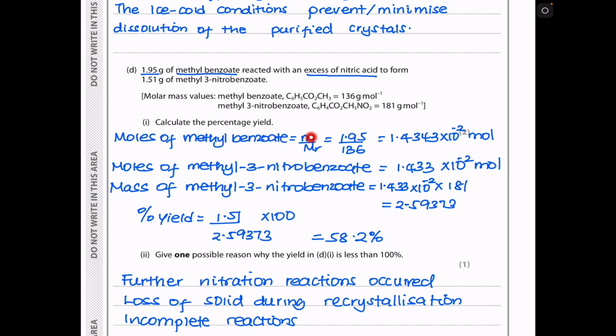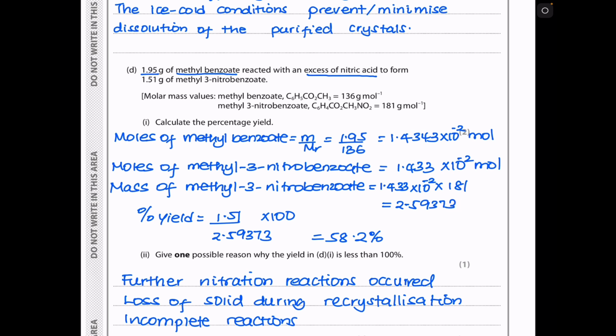This is going to be mass divided by molar mass, giving us 1.95 divided by 136, which we have here, giving us those moles. Since the mole ratio is 1:1, the moles of methyl 3-nitrobenzoate are the same. So the mass of methyl 3-nitrobenzoate is going to be number of moles times the molar mass, which we have here, and this is going to be the mass of the sample. I could write here in grams.